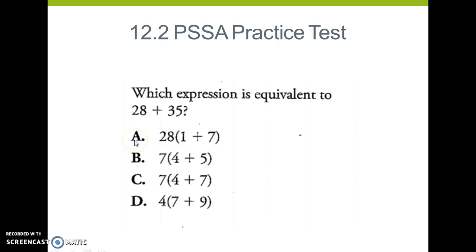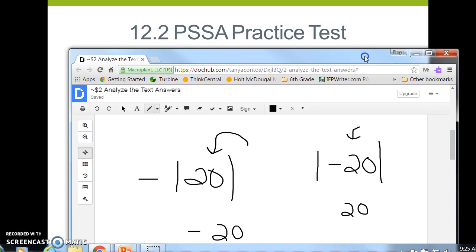Some of you chose A, but you didn't go far enough. Yes, 28 times 1 is 28, but 28 times 7 would not give you 35. It would give you a really large number, like 196. But if we distributed B, 7 times 4 gives us 28, plus 7 times 5 would give us 35. The correct answer there was B. Remember, you have to distribute to both parts of what's on the inside. Both parts of what's on the inside.